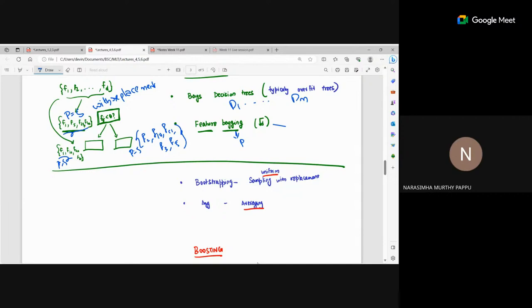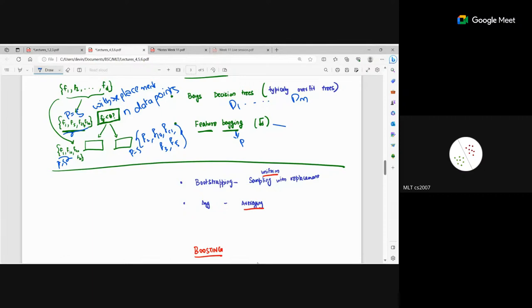So where does the randomness of selecting the feature come in? It comes with respect to the data points. For example, here you have n data points. For these n data points, you have to select a feature, right? So you have to make this split now.